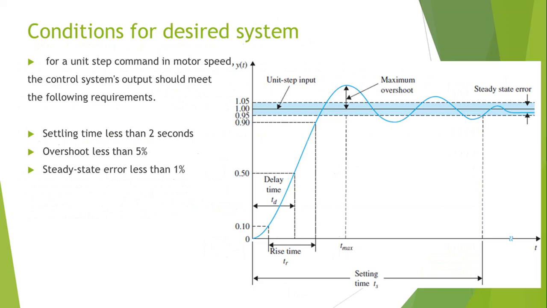Now let's talk about our design requirements. The most basic requirement of a motor is that it should rotate at the desired speed, and therefore we'll require that the steady state error of the motor speed be less than 1%.